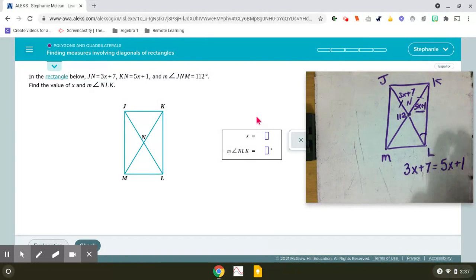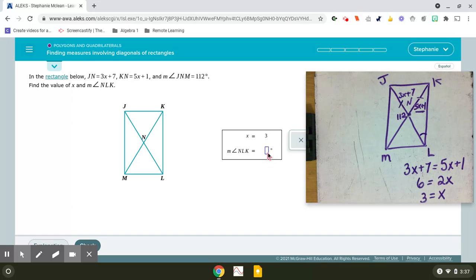I am going to move my 1 to this side, which gives me 8. I'm going to move my 3x to that side, so I'm going to subtract 3x. This gives me 2x. Sorry, I subtracted 1, so this should be a 6. Then I divided by 2, which gave me 3. So x equals 3.